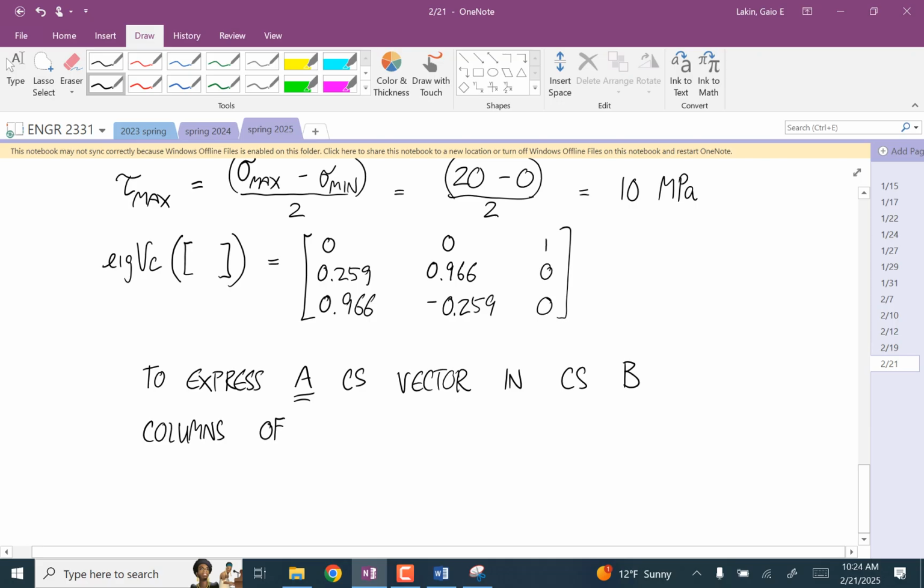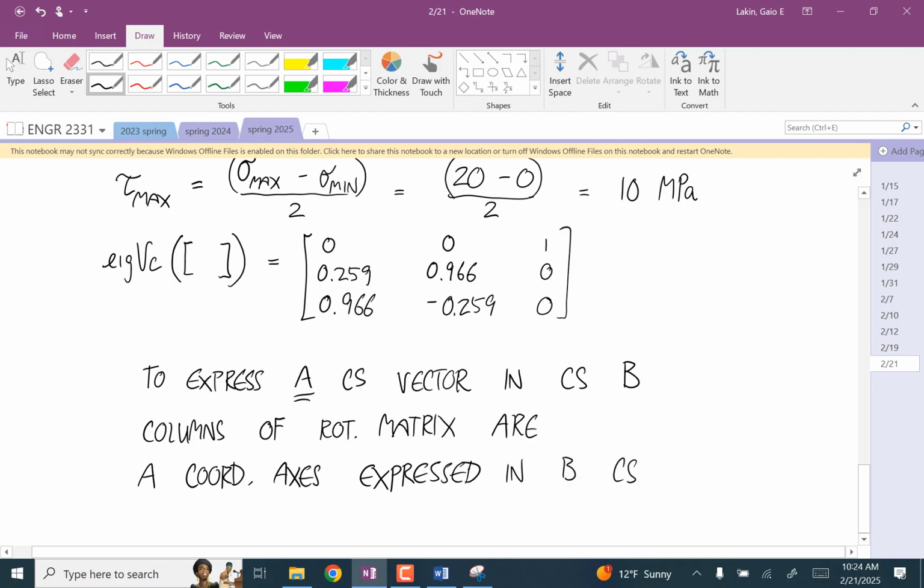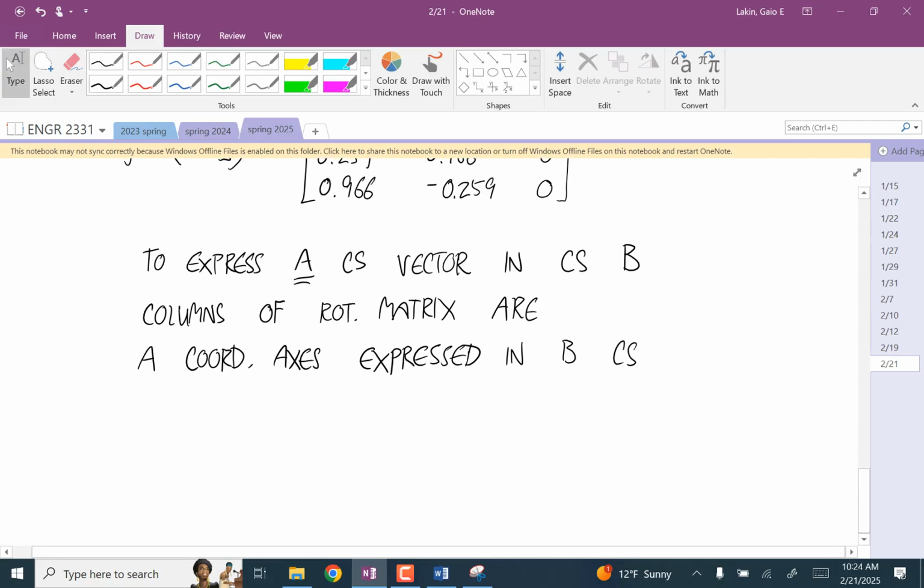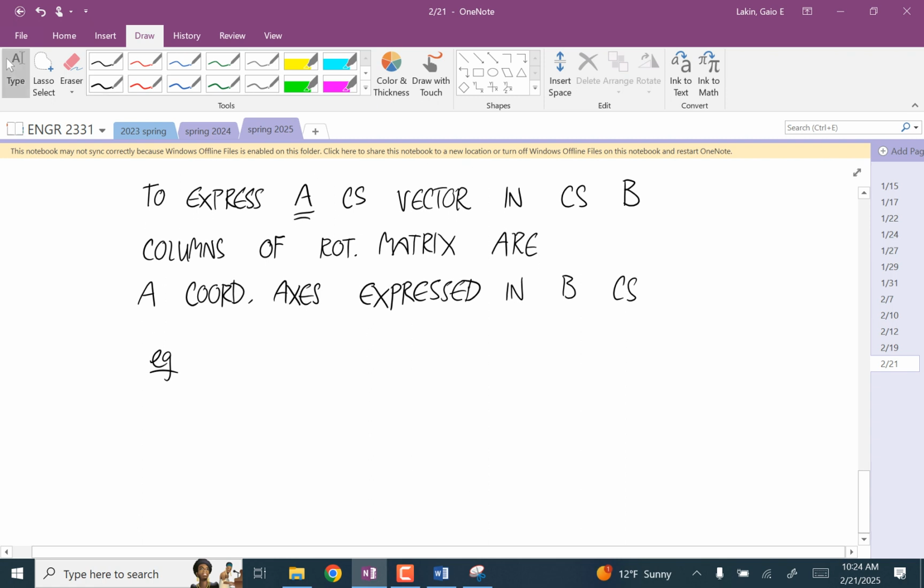The columns of the rotation matrix are the A coordinate axes expressed in the B coordinate system. In other words, say that you're starting, for example, in this coordinate system, we'll say you're starting in your standard coordinate system.